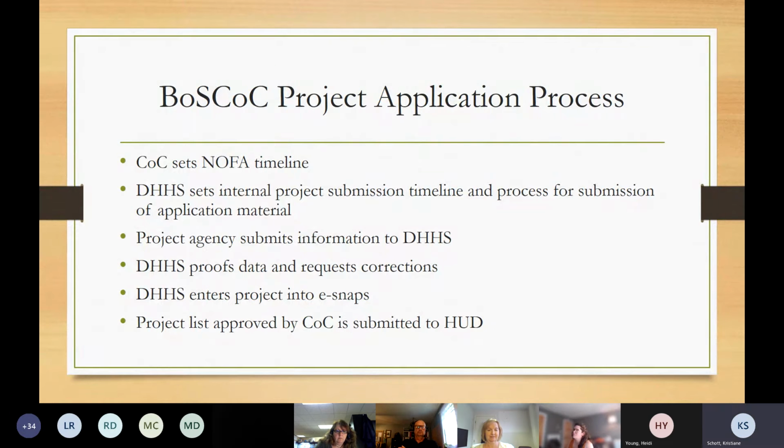Okay. So once we have all the information for the renewal and the new project information, we review all of the projects based on the renewal tool and the new project scoring tool, depending on what type of project you are. And if a new project is approved to be included for our funding request, we enter that information in and submit it to HUD. And then we wait for HUD to tell us what happens next.